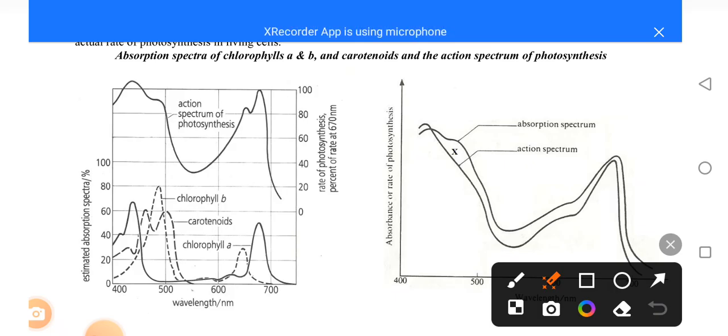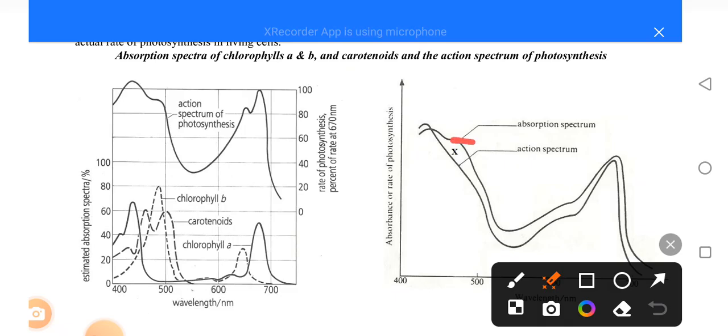Another observation is the non-correspondence of the action spectrum of photosynthesis with the absorption spectrum at the point marked X. There is a no man's land between this absorption spectrum and the action spectrum, and that part is marked X. What is the explanation for that? The explanation is that at X there is maximum absorption by carotenoids.